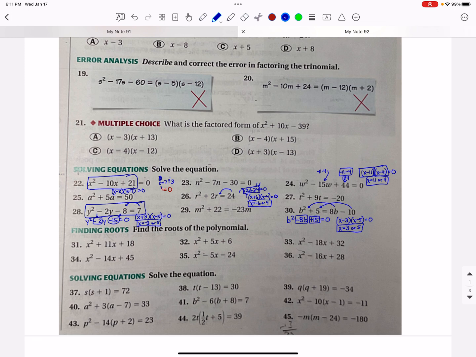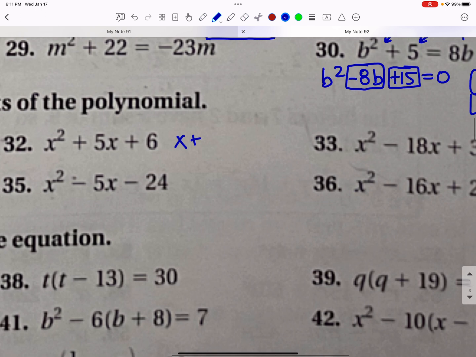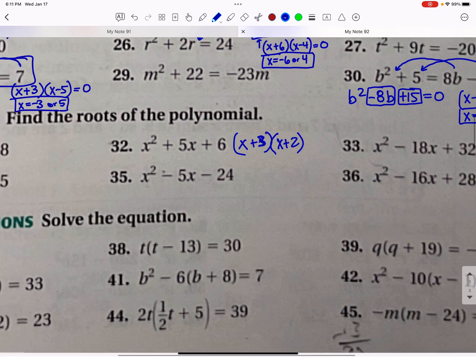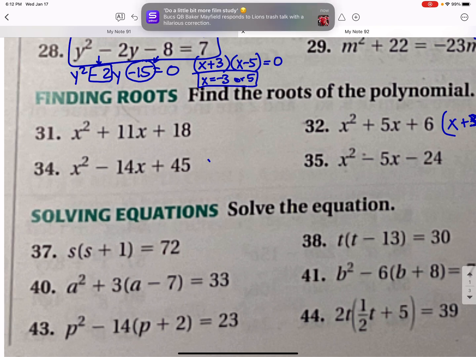All right, let's see. Find the roots of the polynomials. Just factor it. Same thing. X plus 3 and x plus 2. 34. Let's go 45. 15 times 3. No. 9 times 5 is 45. There we go. X minus 9, x minus 5.